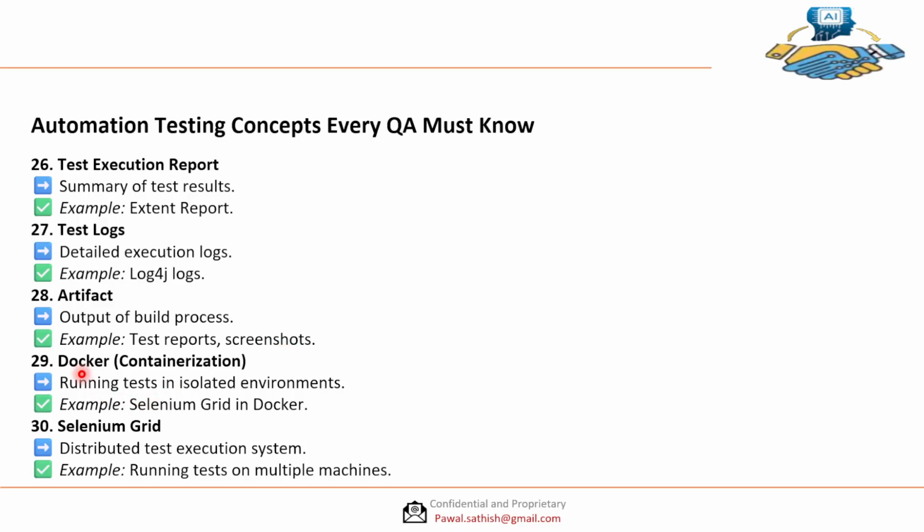Then Docker. It's running the test in an isolated environment. For example, Selenium Grid in Docker. Then what is Selenium Grid? It's a distributed test execution system, so running tests on multiple machines.